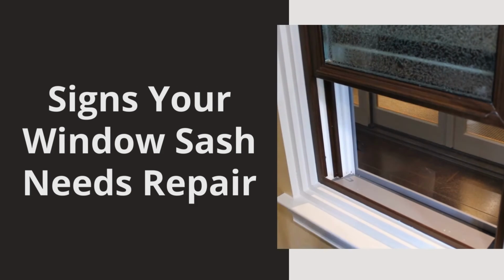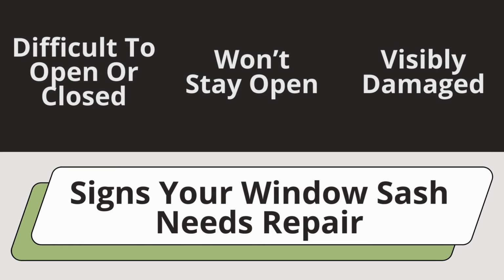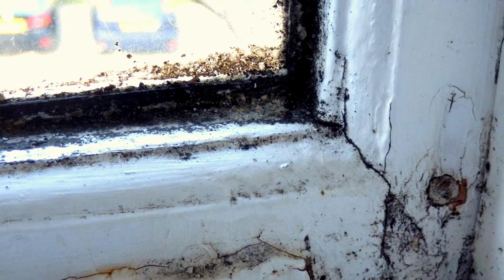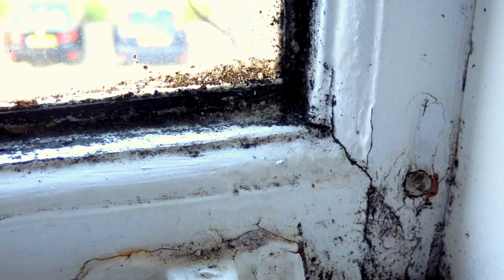If your window sash is difficult to open or close, doesn't stay up, or is visibly damaged, it may be time for repair or replacement. Cracks in the wood, drafts in your home, and rot are common signs that your window sash is compromising your window's functionality and impeding the energy efficiency of your home.